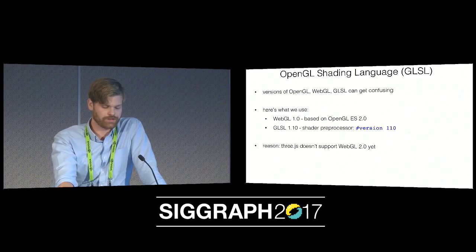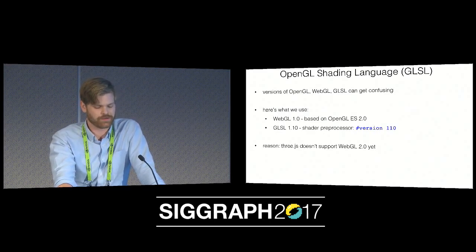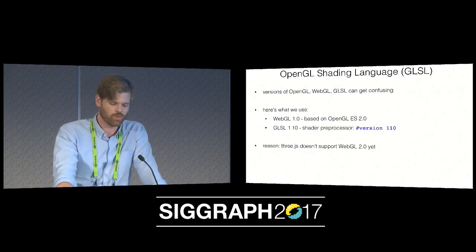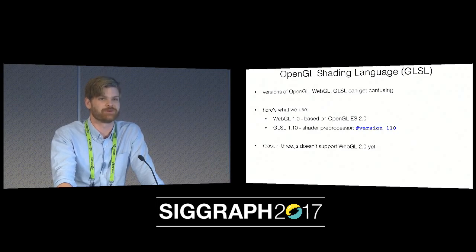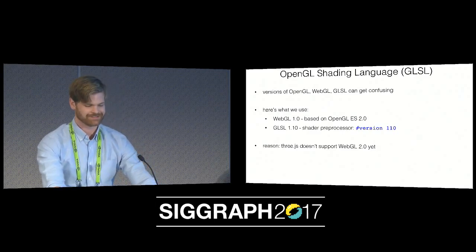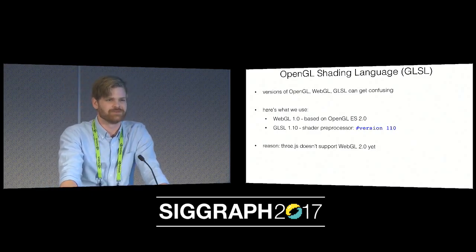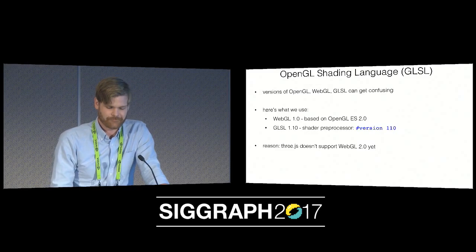So there are many versions of GLSL. The one that we end up using, we're forced into because Three.js doesn't support WebGL 2.0 yet. So we are stuck with using WebGL 1.0, which is based on OpenGL ES 2.0, which forced us to use GLSL version 1.1. There are a lot of different versions of GLSL out there, so if you're online and looking for some function that you want to use, make sure to check which GLSL version it is supported in. It may not be supported in GLSL 1.1. I've come across this problem multiple times, and the errors that the WebGL compiler spits out aren't very pleasant to debug and figure out.